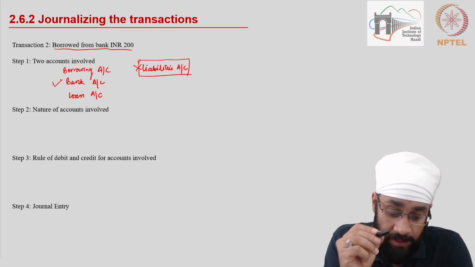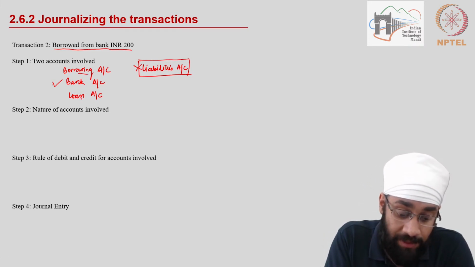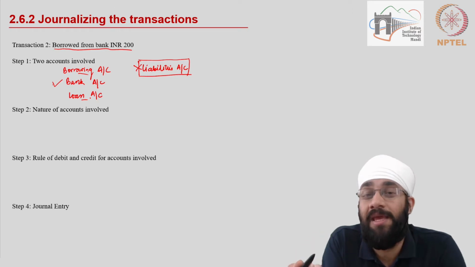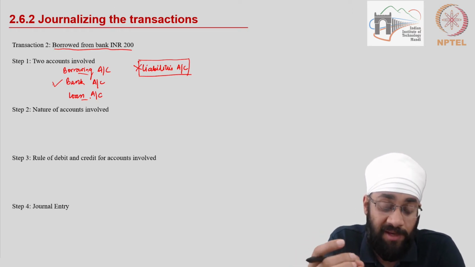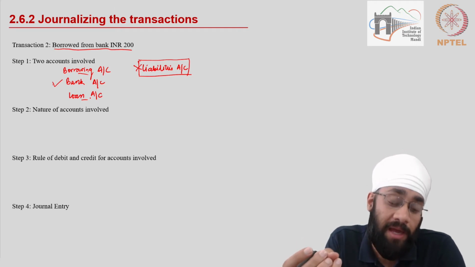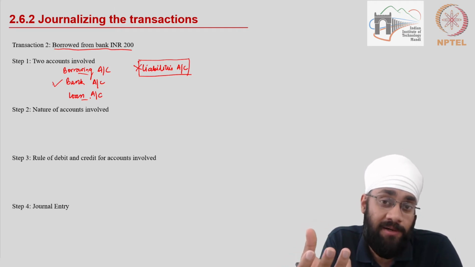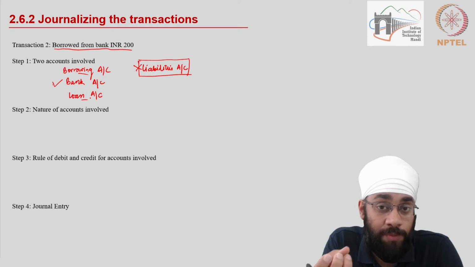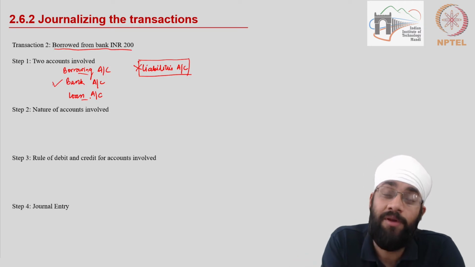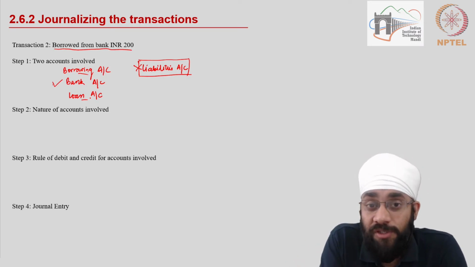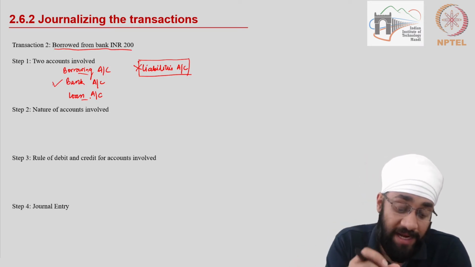Number one. Then borrowings and loan essentially indicate the same thing, and we do not have any specific account called borrowing account. Again, borrowing is a generic term. Do you specifically know what the name of the loan is? The loan could be a working capital loan. The loan could be for the purchase of building. So you can specify that as well.